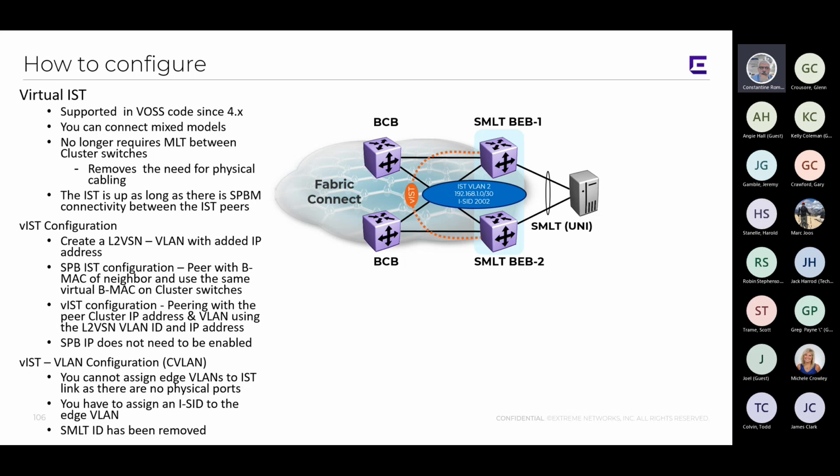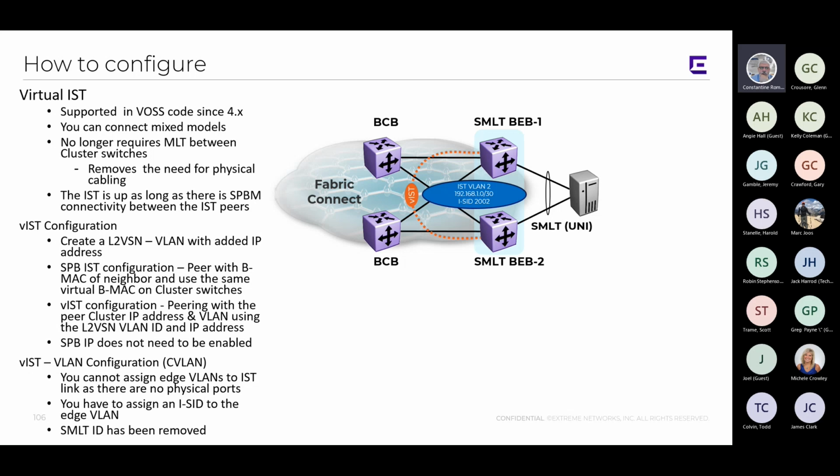As it says, it no longer requires a multi-link trunk between the cluster switches. And again, that is true, that is no longer a requirement, but as we stated, you probably would want to have it, because the true shortest path is a direct line, right? But as long as you've got SPBM connectivity between the peers, the IST is going to stay up.